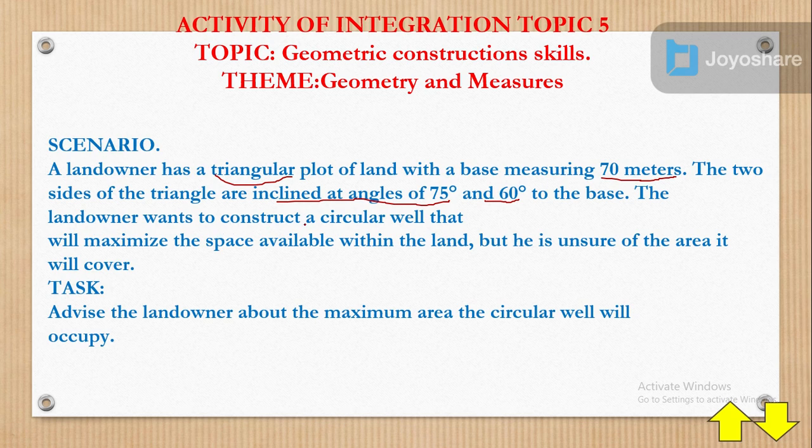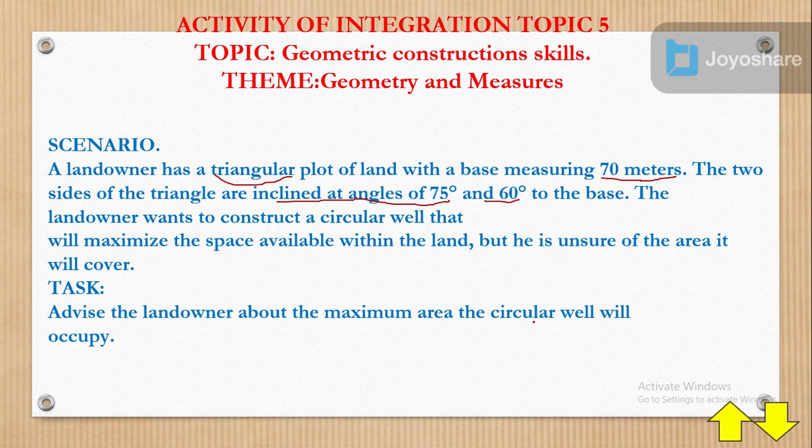The landowner wants to construct a circular well, which will reduce the space available within the land, but he is unsure of the area it will cover. Task: advise the landowner about the maximum area the circular well will occupy.